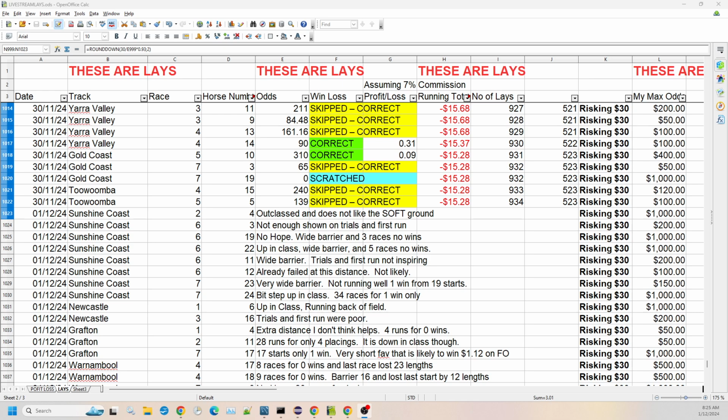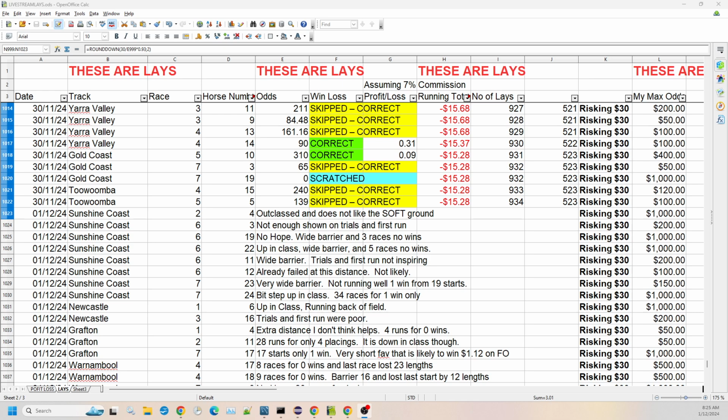And Newcastle, race 3, number 16. It's had some really poor trials. The first run was poor. I don't see it improving on that, so up to 200. Then we have Grafton, race 1, number 4. I don't think the extra distance that it's stepping up is going to help. It's had 4 runs for 0 wins so far, but there's not much in this race, so I'm willing to only go to 50. Grafton, race 2, number 11, has had 28 runs for only 4 placings, no wins. It's down in class, though, so that's a bit of a red flag. Got to keep a bit of an eye on, but I'm willing to go up to the $50 on that one.